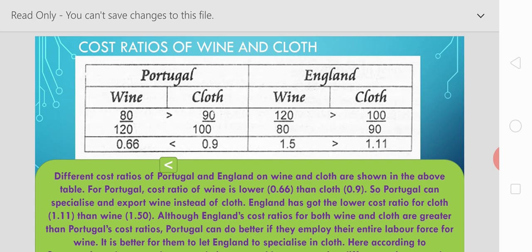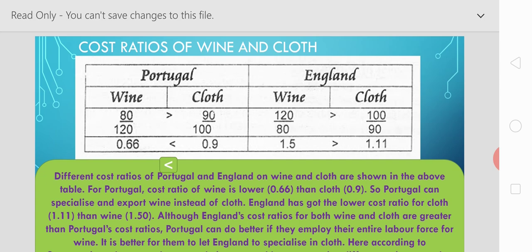Similarly, let's look at the second column of the table, that is England's case. In England, for producing wine, the cost ratio is much higher, that is 1.5. That means 120 by 80.